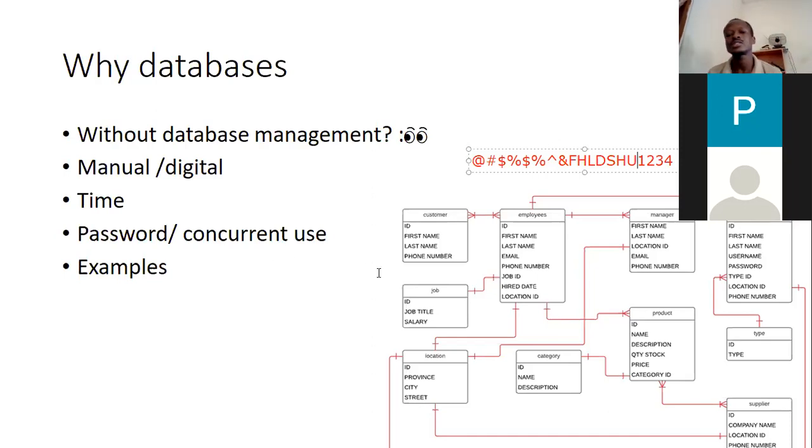Concurrent use is also very important. I want to talk about concurrent use. The thing about a database is that you can have millions of people accessing the same database. When you have data in a manual system, only one person who is holding it can look at it.